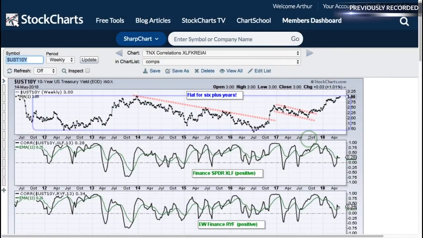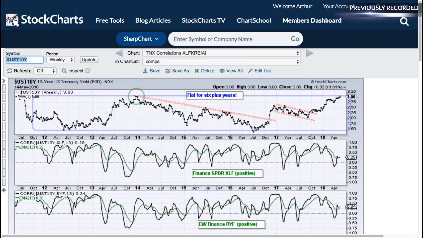So I've got a chart here with the 10-year Treasury yield in the top window, and you see I've got a different symbol, $UST10Y. So that's the actual 10-year Treasury yield. And this is a weekly chart going back to the middle of 2011. And we can see that there's been basically a 6+ year range for the 10-year Treasury yield between roughly 1.5 and 3 on the high. There you can see a high there at the end of 2013. So the 10-year Treasury yield has been flat for basically 6 years.